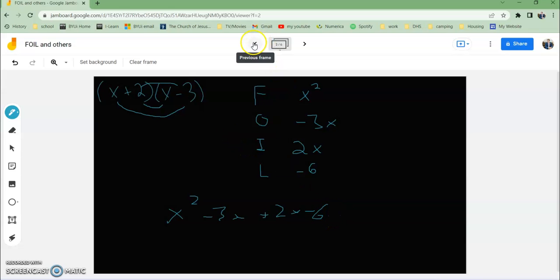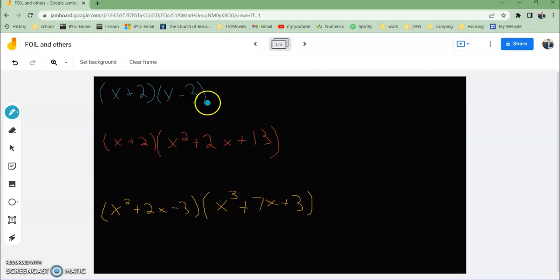But the way I think about it, in a general form, FOIL doesn't work with this because there's a third one. So I like to think of it as speed dating. If you've speed dated like I've done before, you talk to people for a couple minutes and then you move on to the next person. But everyone needs to get a chance to talk with everyone else.